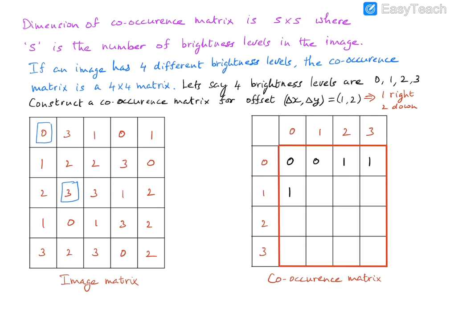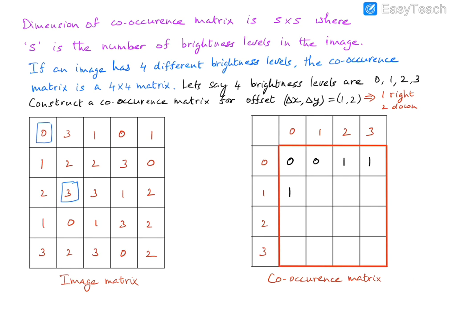Now let's look at the combination for 1 and 1. So for this pixel we have a 1, and at the offset it's also a 1. Okay, so the offset is 1 right and 2 down, so it's a 1. So 1 and 1 occur one time here. Let's see if there's any other 1 and 1. For this one it will take us outside the image. For this one it's a 0. For this one it's a 2. For this one it will go outside.